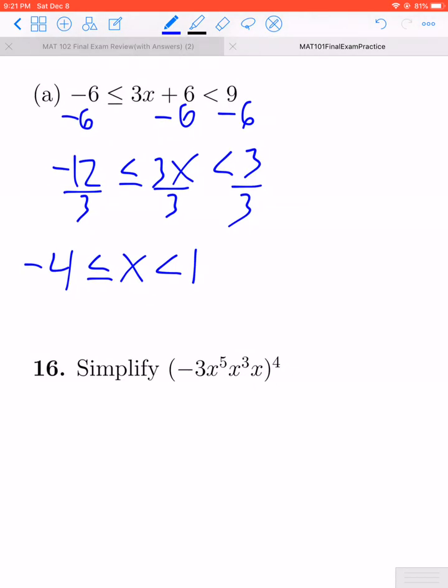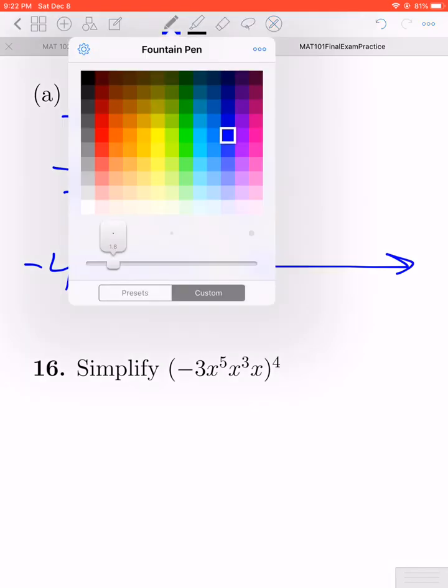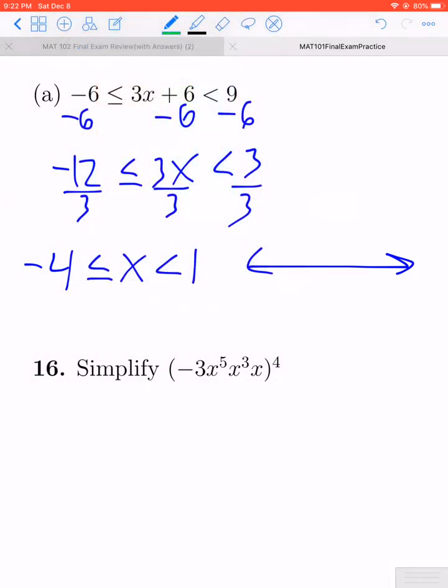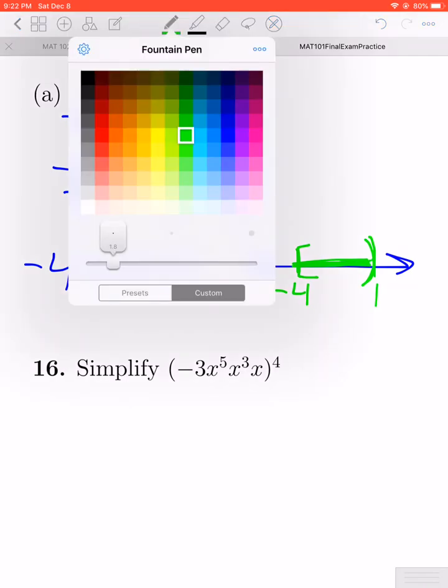That's my solved inequality. If I go to graph this, notice that I have two numbers to plot this time. I have the negative 4, which is somewhere here, and I also have the positive 1. The negative 4, because x is greater than or equal to negative 4, would be included, and because x is less than 1, the 1 would not be included. And we see how our x is sandwiched in between those two numbers, so you would be shading the area of the line that's in between those two.